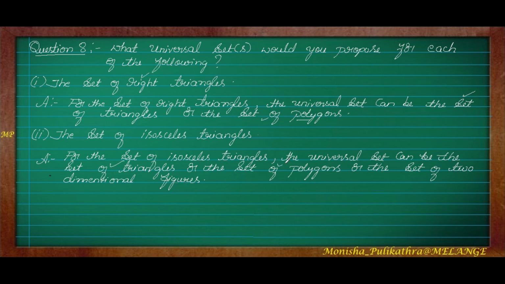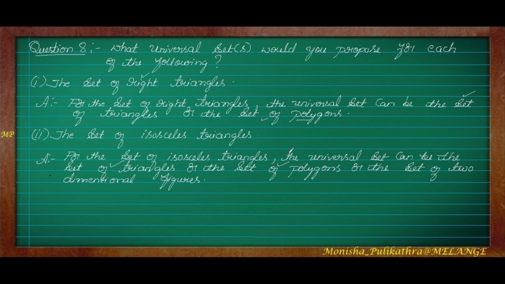Next one is again the set of polygons. I already told you in polygons, all the shapes get inside the polygons. It can be rectangle, triangle, square, pentagon, octagon, everything comes under the polygon. So this isosceles triangle is also included under the polygon.